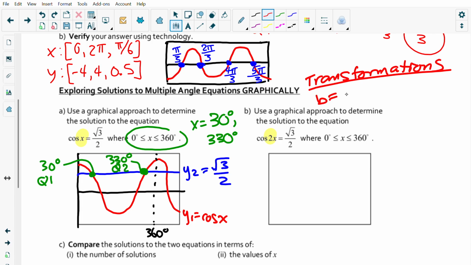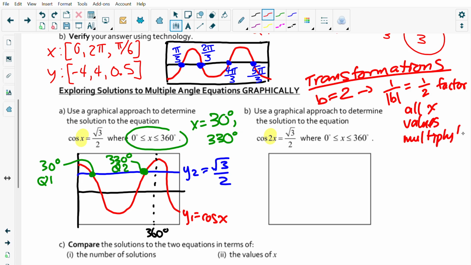The difference here is b equals 2, which means that 1 over the absolute value of b is 1 over 2. So this is a 1/2 factor. So all x values get multiplied by 1/2. Let's keep that in mind and see what our solutions end up being.